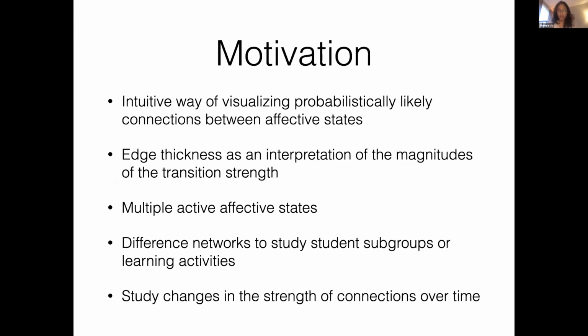Some of the motivation for us to look at temporal interconnections between affective states using ENA: obviously the first one was to find a way in which we could intuitively visualize the probabilistically likely connections between affective states, but also to explore an area that has majorly been overlooked in the field of affect dynamics, which is looking at the magnitude of the transition itself, or having multiple active affective states at the same time, and also potentially looking at differences between student subgroups and learning activities, or strengths of connection over time.